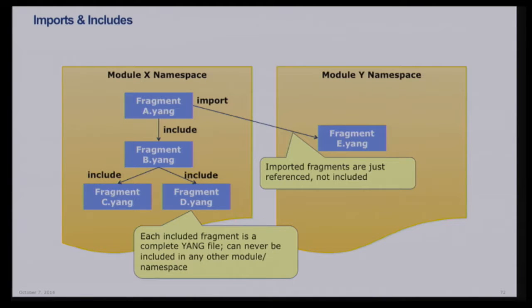Import and include. Okay, so just quickly here. It's all around namespaces, right? So you'd have module X, which has a namespace. And the big difference between imports and includes is that imports pick data sets from other namespaces. So you would import them by reference, which also assumes that you have access to that namespace during your compile step or your build step or wherever you're doing this.